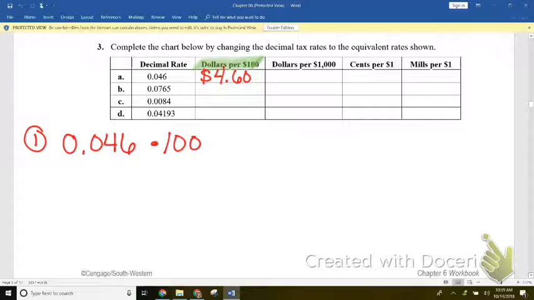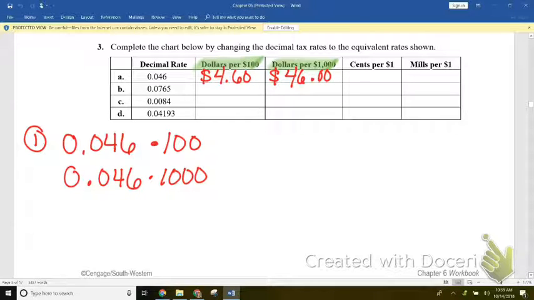Next, we want to look at it as dollars per thousand. So instead of multiplying by 100, we would multiply by 1,000, and that would give us $46. So another equivalent way to express this would be to say for every $1,000 assessed value of your home, you would need to pay $46 in property taxes.